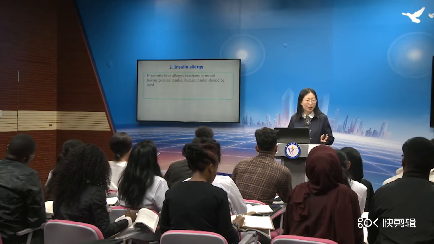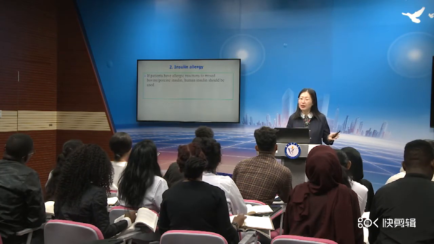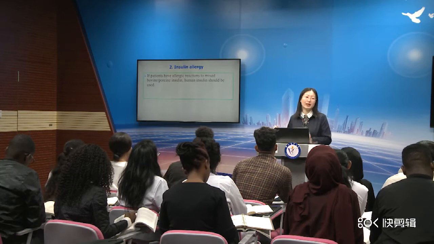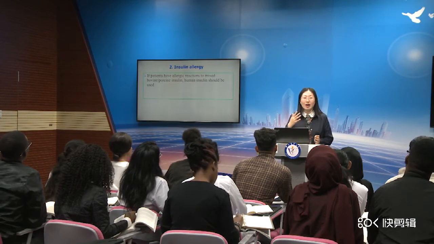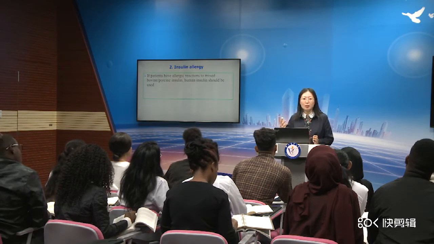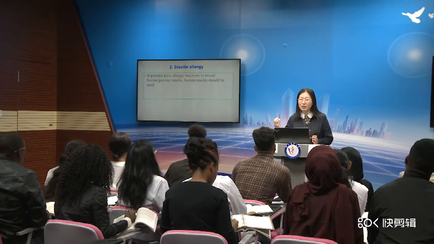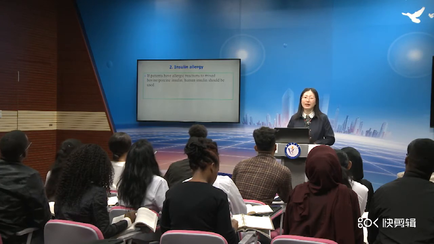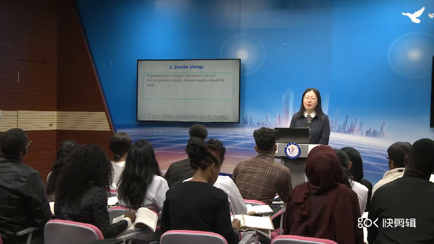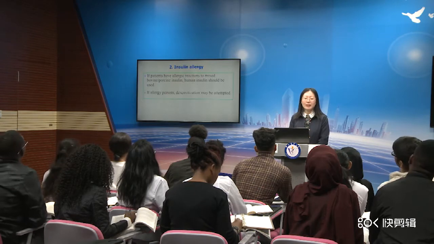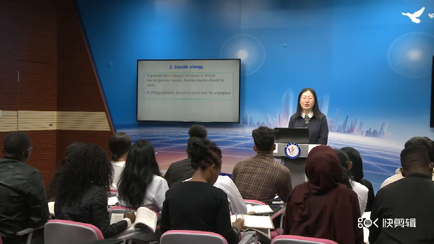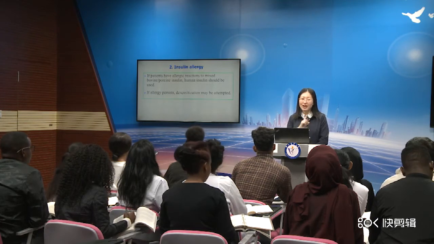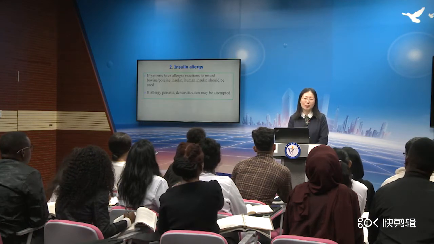Very easy to treat, because you know animal insulin is different from human insulin. You have known the reason. Why do the patients have the allergic reaction? Because of animal insulin. So we change into human insulin. If the allergic reaction persists, desensitization may be attempted. So now we have a question.